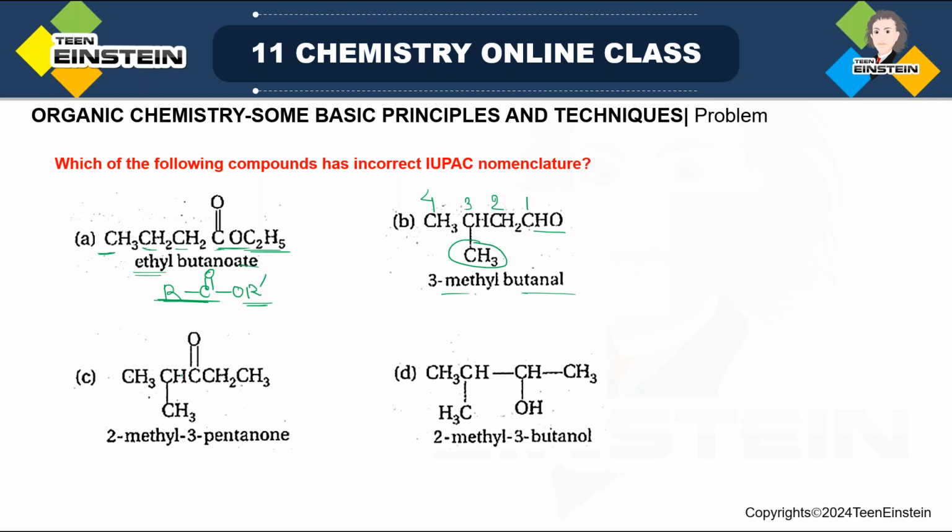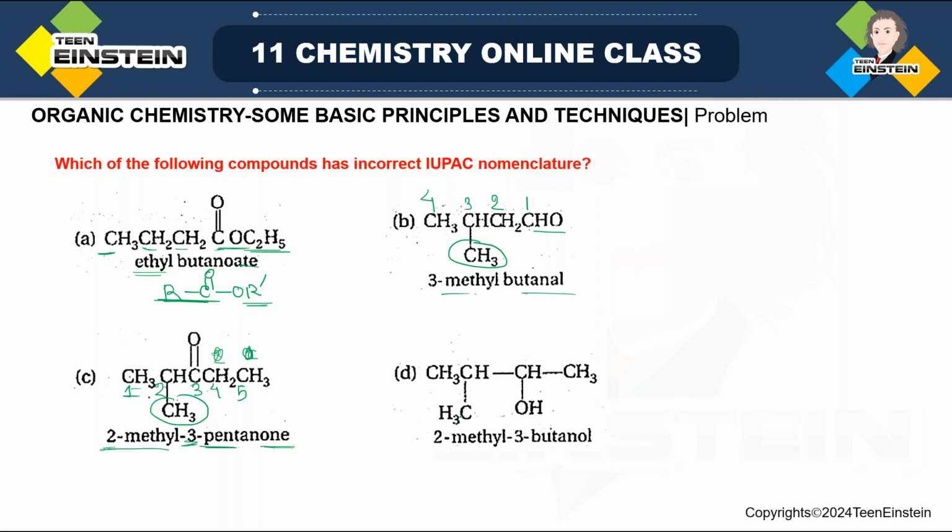Come to option C. Choose the longest chain, 1, 2, 3, 4, 5. If I start numbering from here, 1, 2, 3, 4, 5, then at 2 position you have methyl. Don't start the numbering from the left hand side; if you do this, then methyl will get 4, which is not correct. It should be minimum. So you have to start from the left hand side because methyl is present at 2 position. So 2-methyl, longest chain 5 carbons, pent, and it should end with -one. 3-pentanone, the position of the one is 3, so 3-pentanone. So all the first 3 are correct.